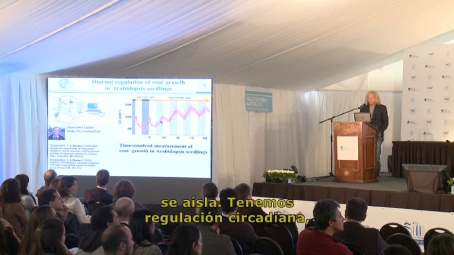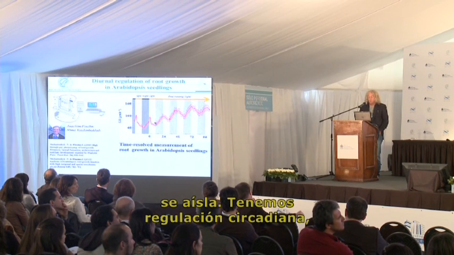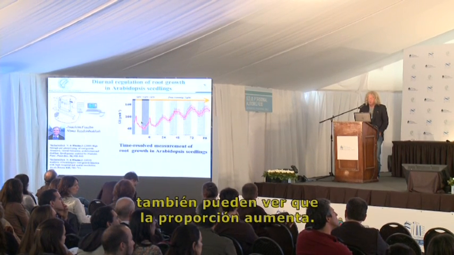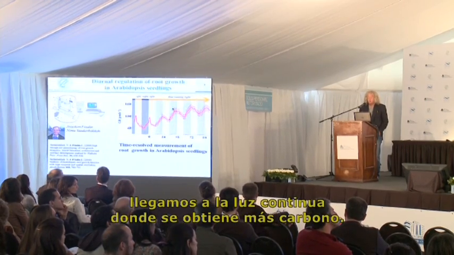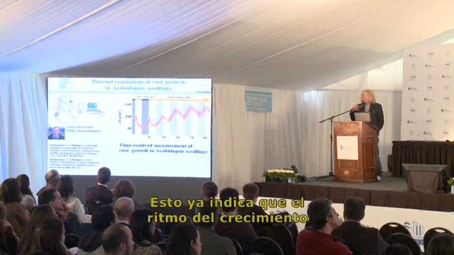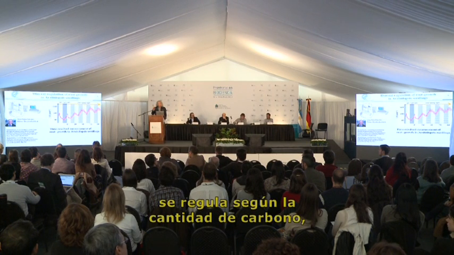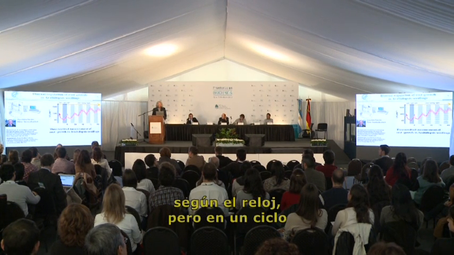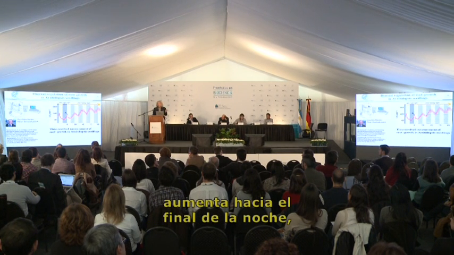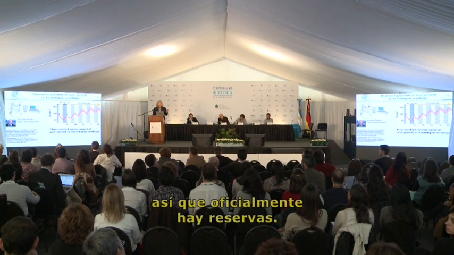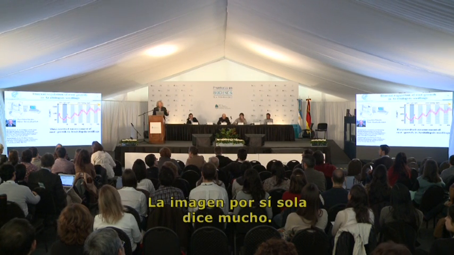You can see it's oscillating, so we have circadian regulation. You can also see the rate is rising. We've gone from a light-dark cycle to continuous light. They've got more carbon, so that tells us already the rate of growth is regulated by the amount of carbon, it's regulated by the clock, but within the 24-hour cycle, we can see growth is already rising at the end of the night, so they've obviously got reserves there. This picture alone tells us a lot.